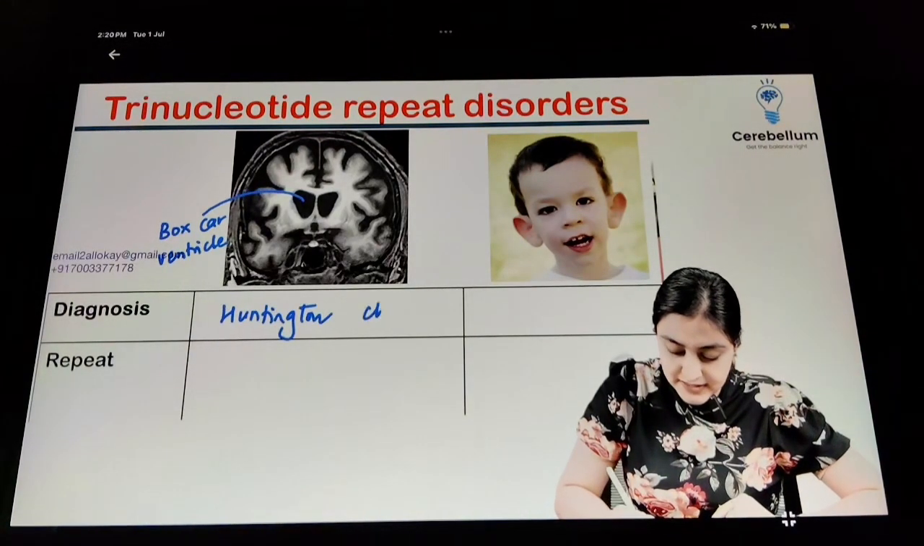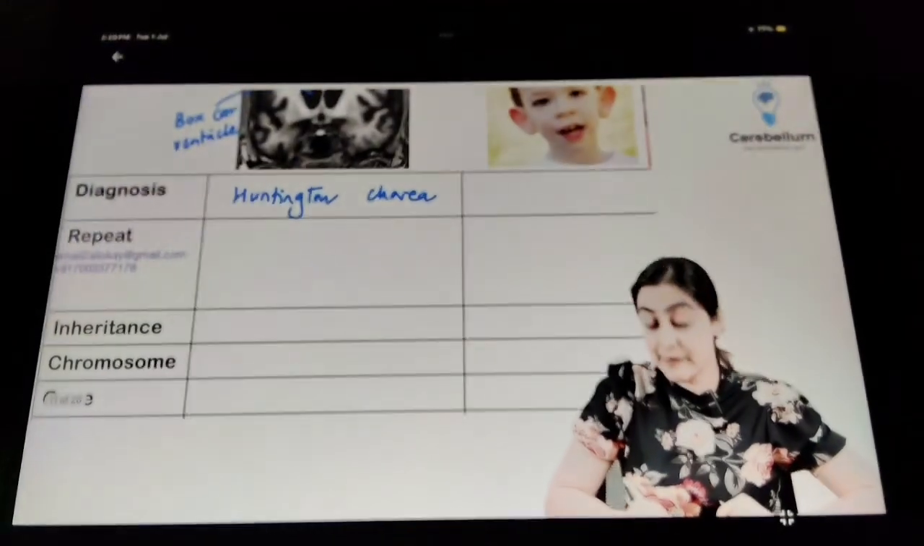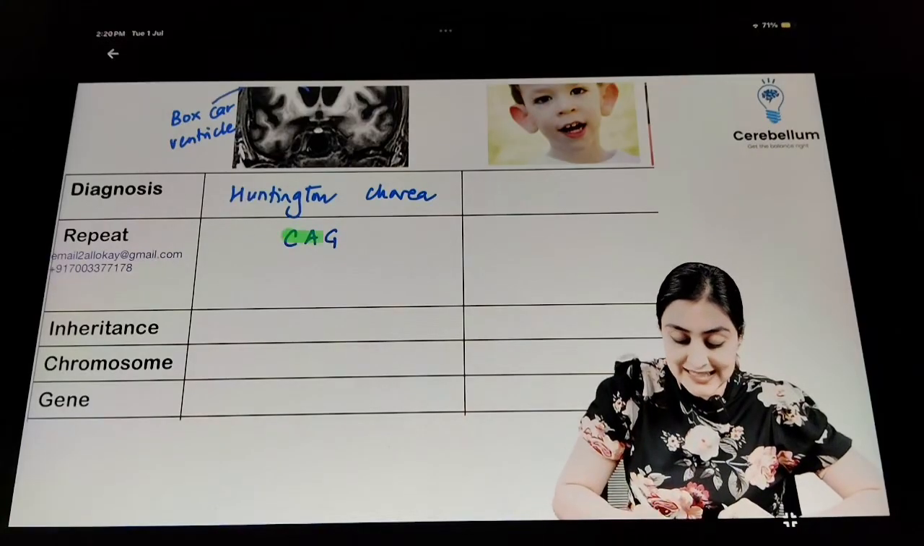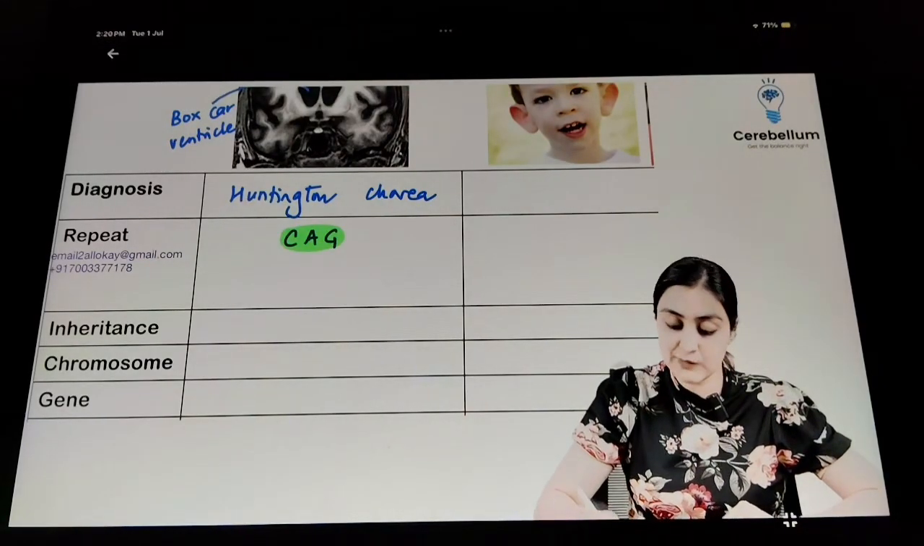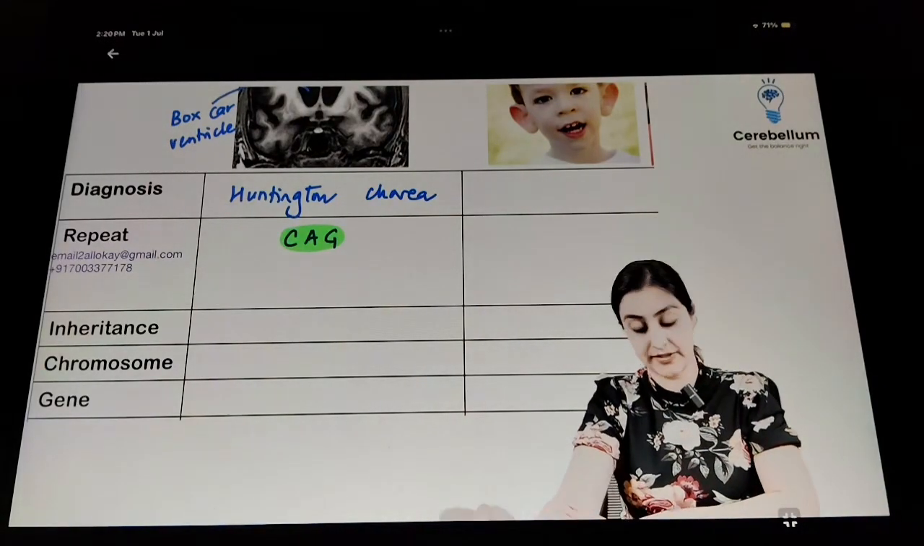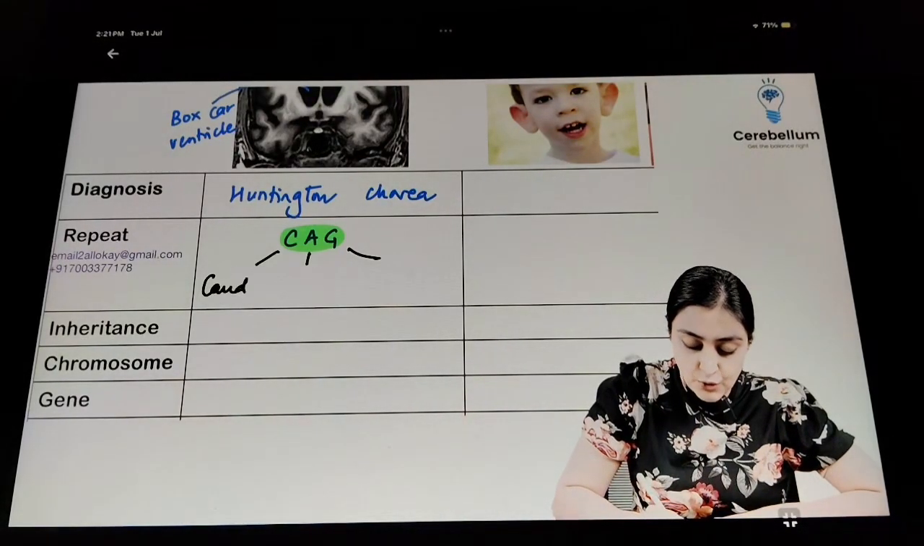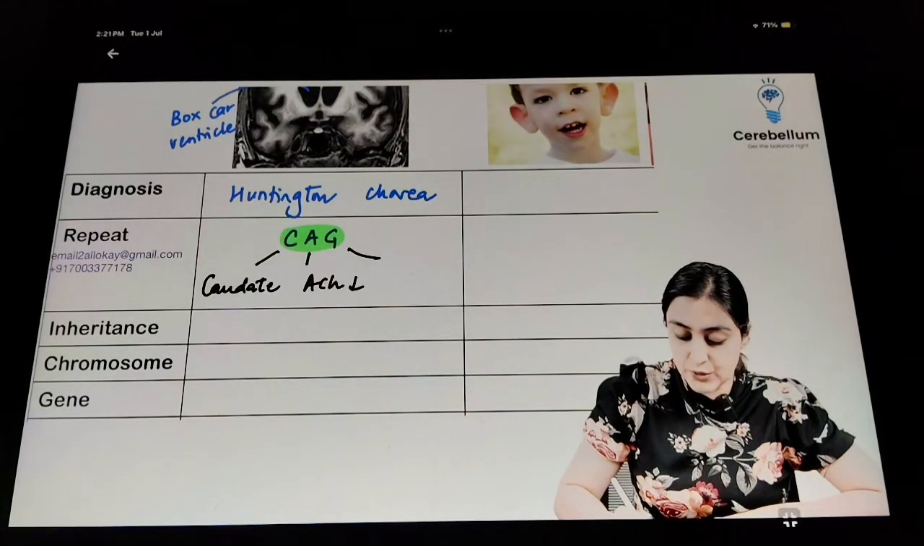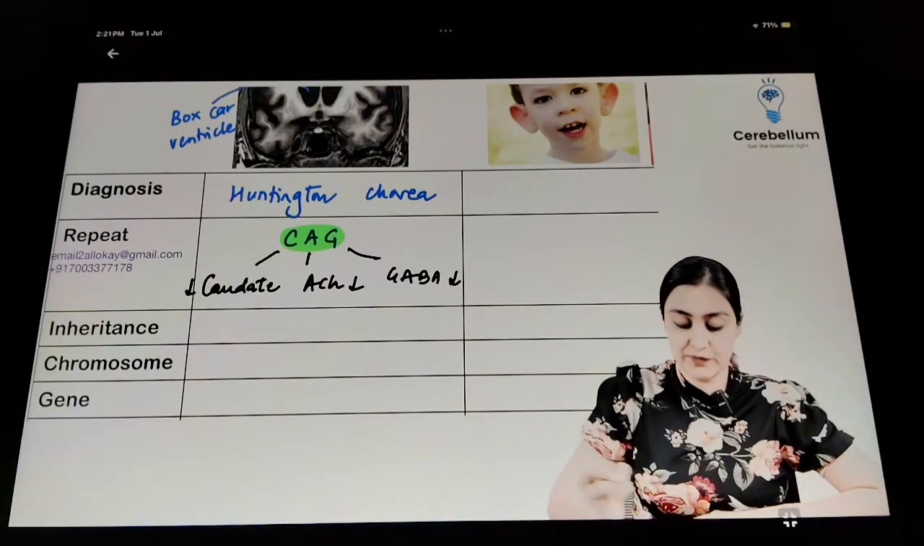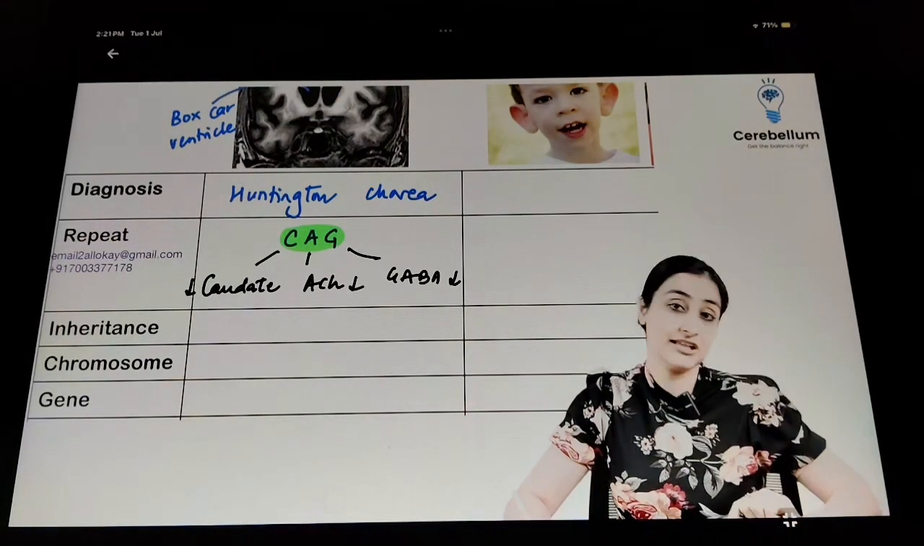So Huntington's disease, Huntington's chorea, what is it a repeat of? You will remember a story here, hunter trapped in a cage. So cage, what is the importance? Now with every repeat, we will make something associated. So hunter in a cage, you will remember that all the letters here go down. So there is caudate atrophy. Acetylcholine goes down, GABA goes down. So this is what you will remember, every letter of cage goes down in Huntington's chorea.